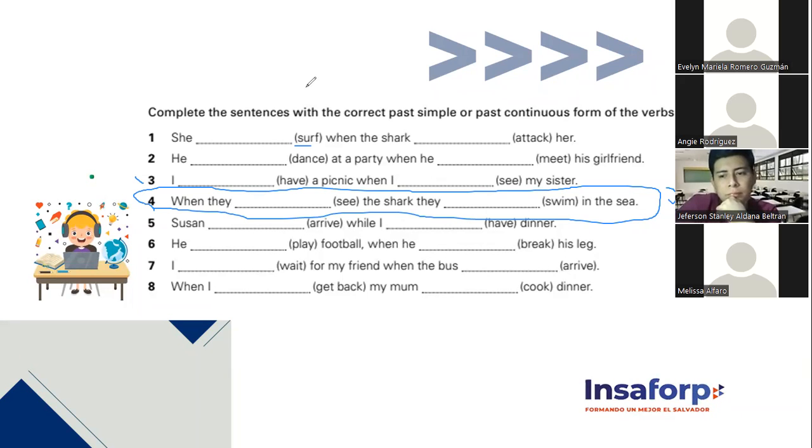So basically the action that is longer is like you were eating, and then all of a sudden Susan, boom, arrived, and that's it. And she stayed or she did whatever she did. All right, number six, let's see. Volunteer, number six.